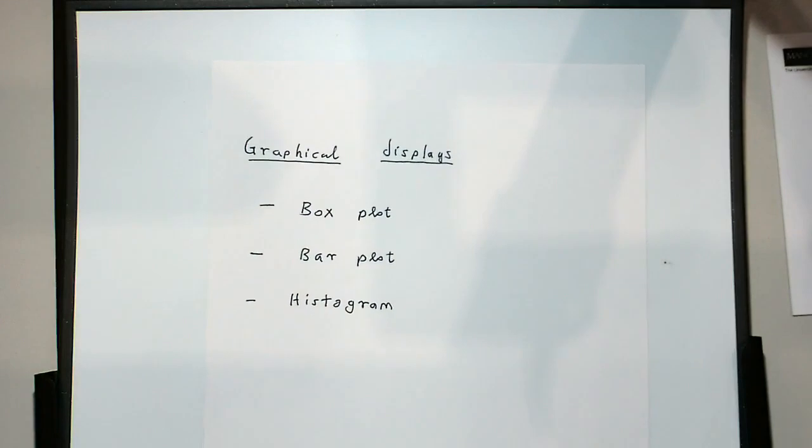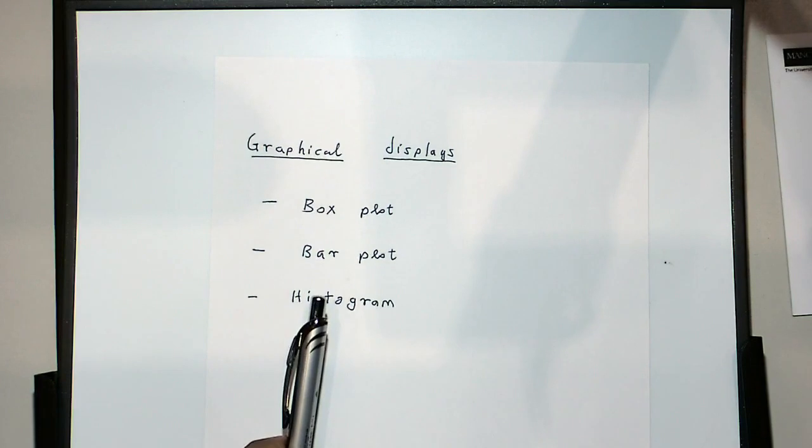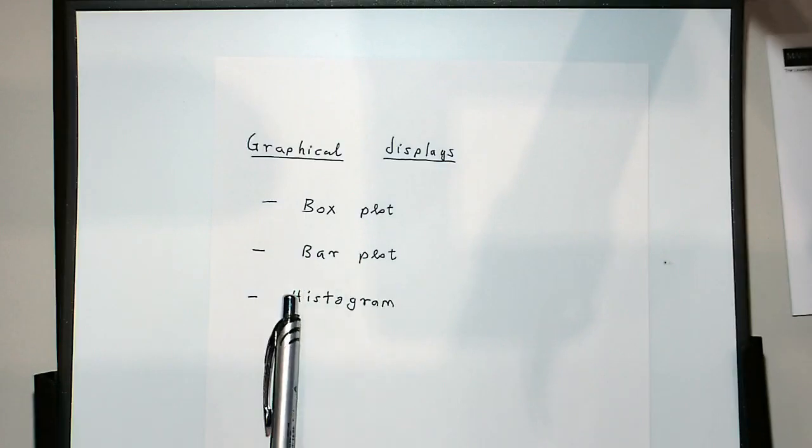Okay, now next one is graphical displays. There are many different ways of displaying data. I will talk about 3 different ways: box plot, bar plot, and histogram. So let's start with box plot.